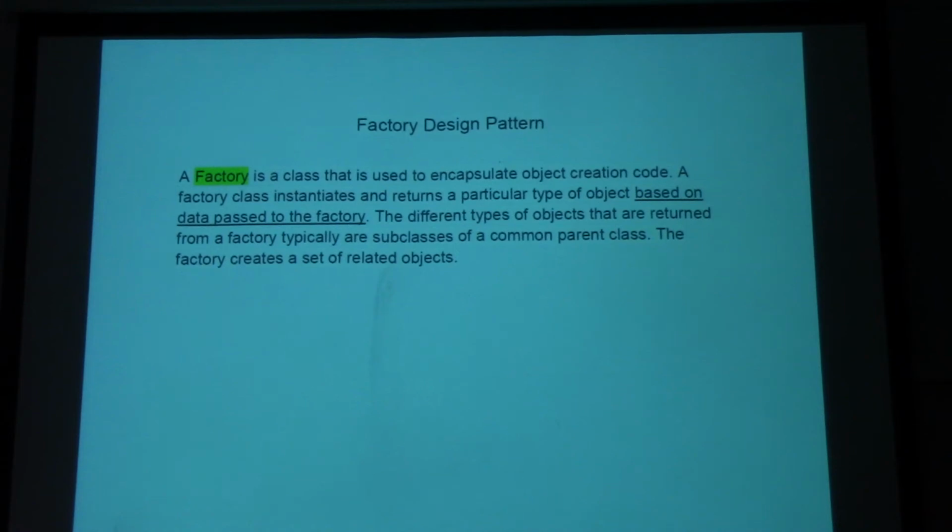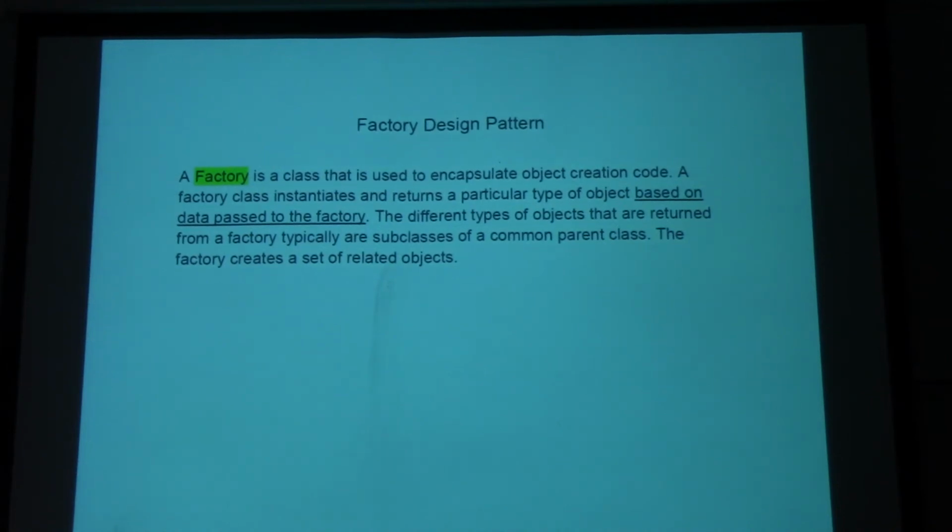I want to get a toy truck. It's a toy truck for you. So the factory basically can do that. We tell the factory what we want, and the factory then, based upon our input, does different things to produce different objects.